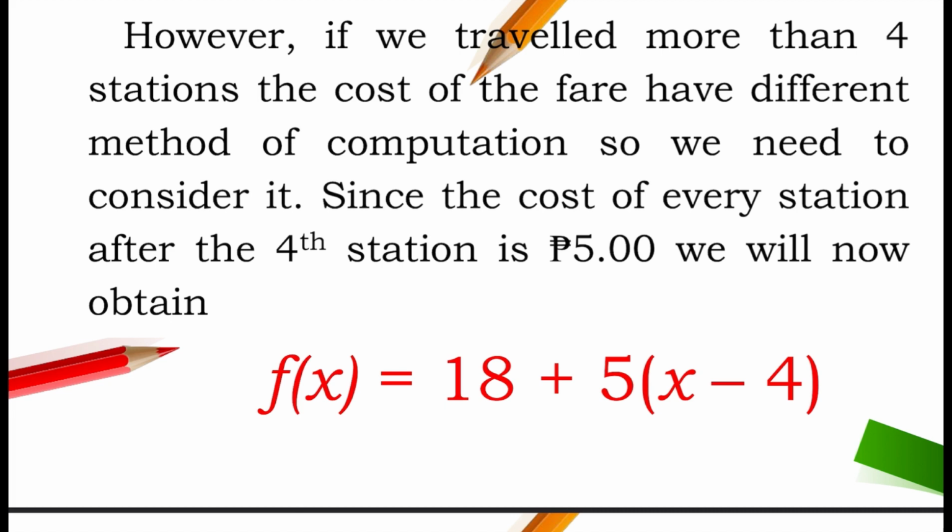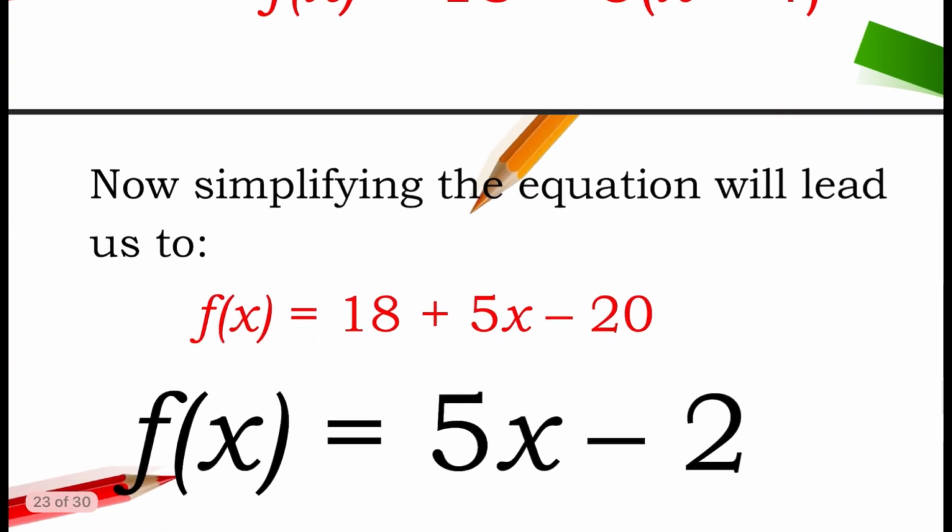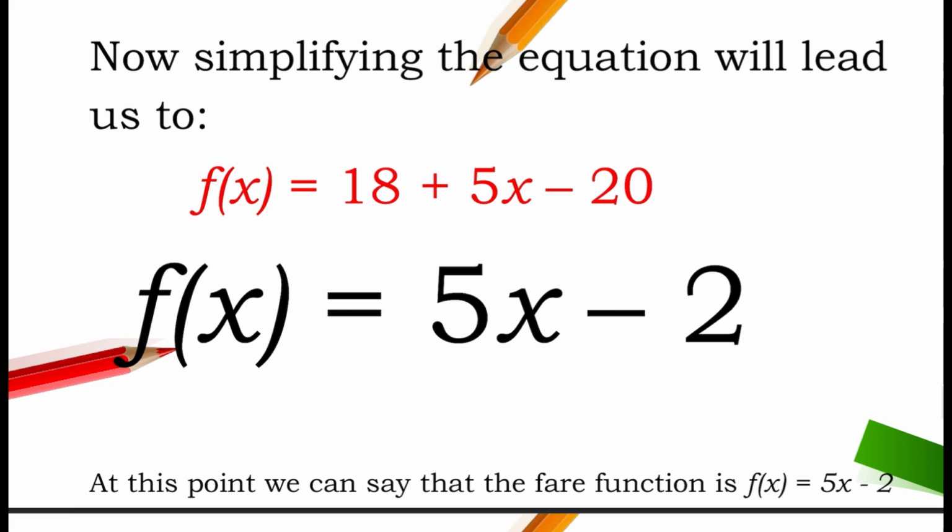Now, simplifying the equation will lead us to f of x is equal now to 18 plus 5x minus 20. And therefore, our function is f of x is equal now to 5x minus 2, combining similar terms. So at this point, we can say that the fare function is equal now to the function f of x equal to 5x minus 2.